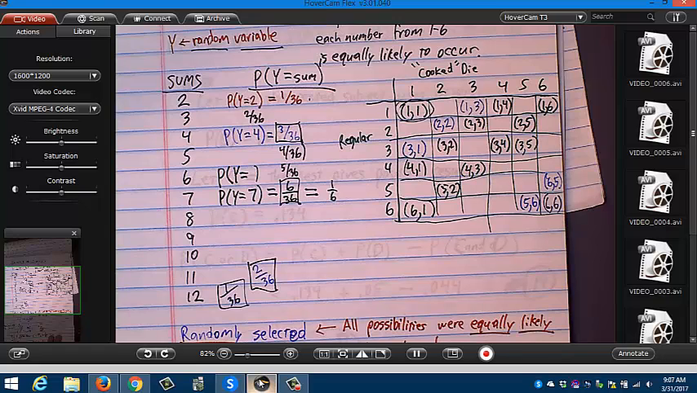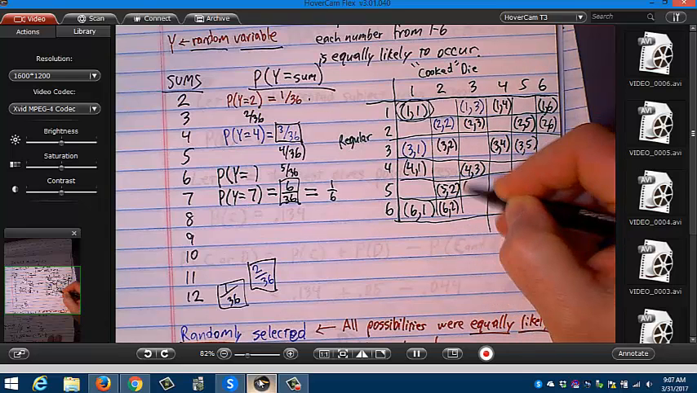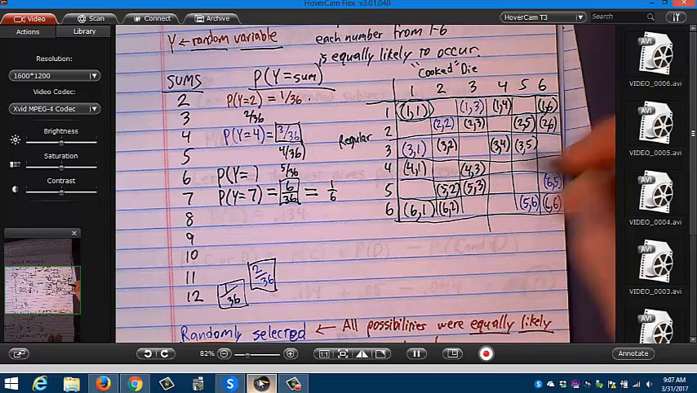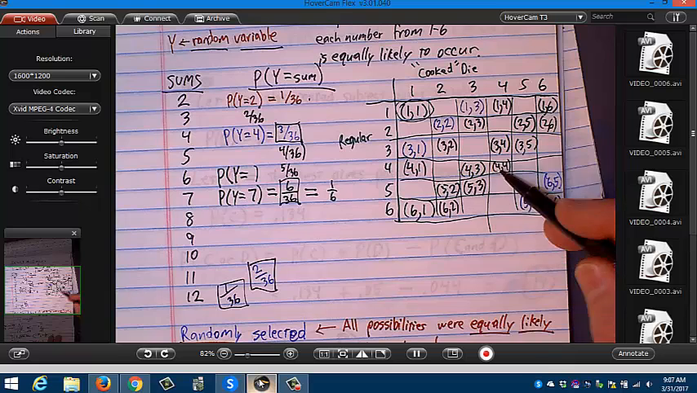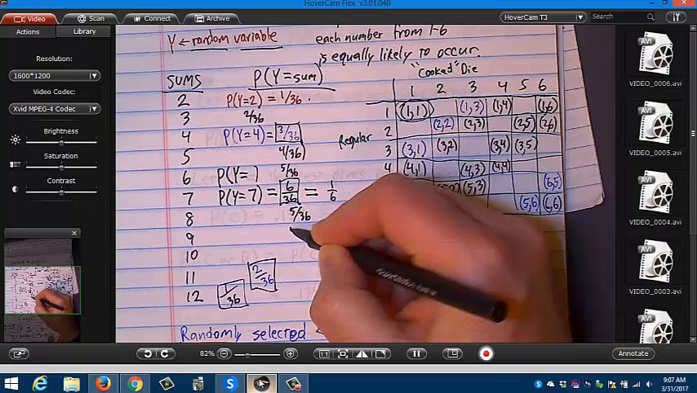And then what about 8? Well, I guess we should check. How can you roll an 8, guys? A 2 and a 6, 6 and a 2. So here's 2 and a 6. Here's 6 and a 2. 5 and a 3, or 3 and a 5. And 4 and a 4. So how many are there? 1, 2, 3, 4, 5 out of 36, right? So this is where it starts going back down.